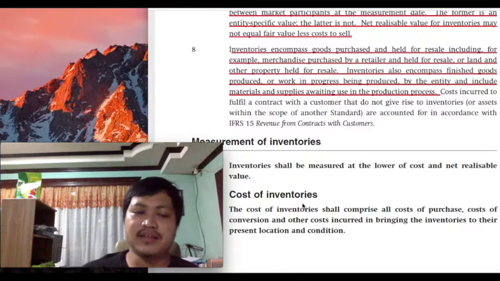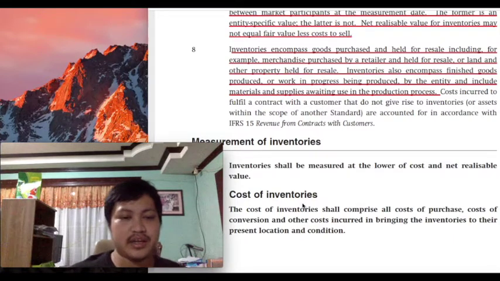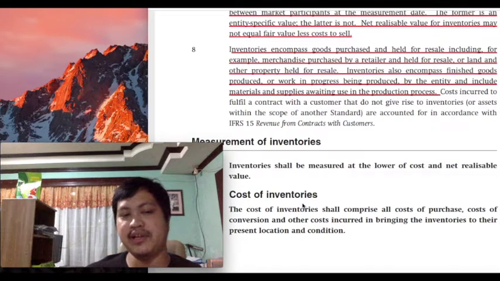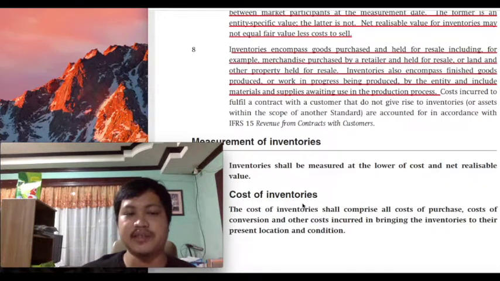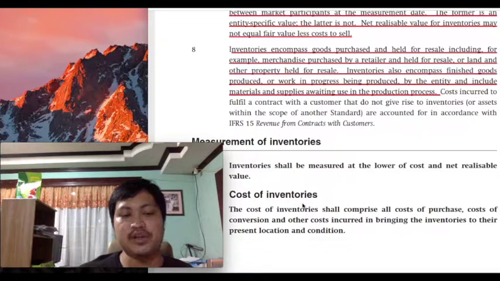Now, if you will be asked, how is merchandise inventory classified? How are raw materials, work in process, and finished goods inventory classified? Again, our answer would be they are to be classified as current assets because inventories are to be classified as current assets.